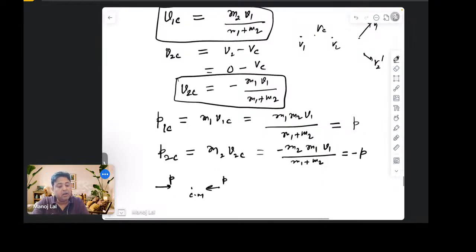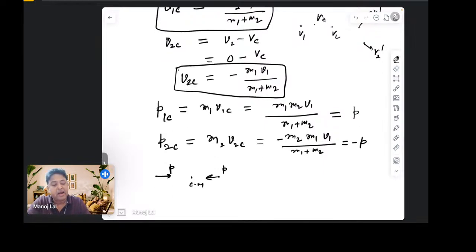So the momentum of the system is equal to 0. Both particles have momentum equal in magnitude and opposite in direction. So in the center of mass frame, net momentum is 0, and both particles have equal and opposite momentum before collision. Let's see what happens after collision.